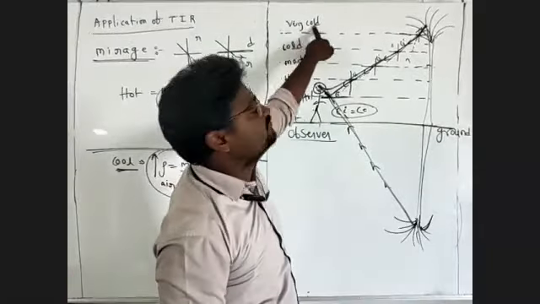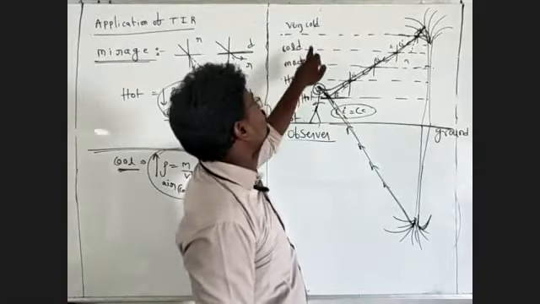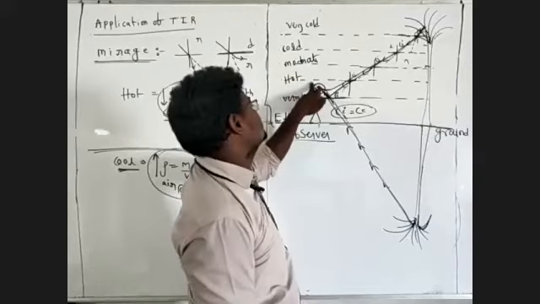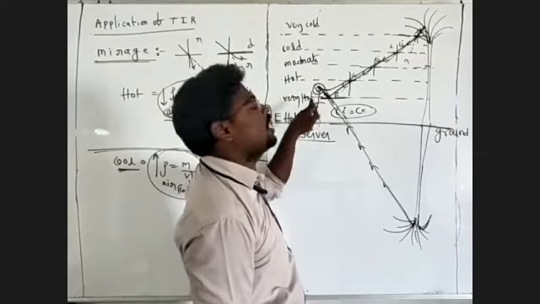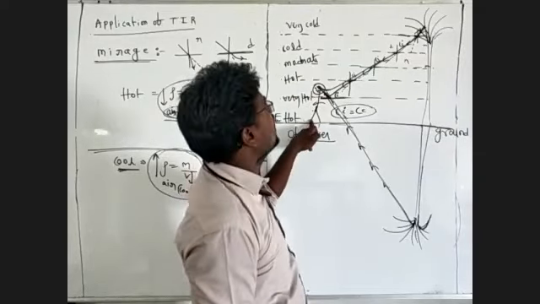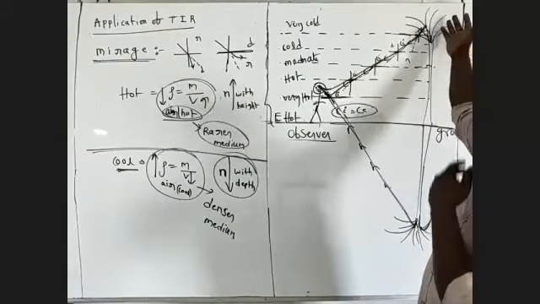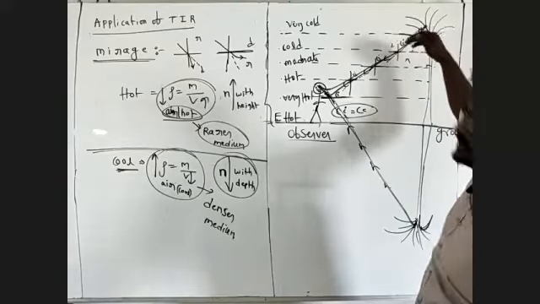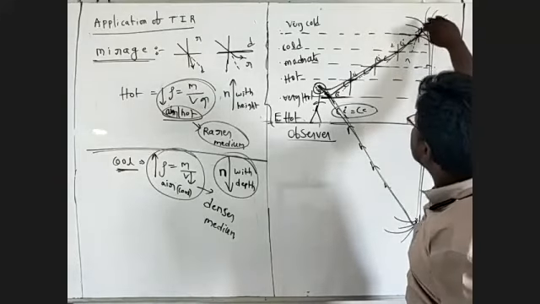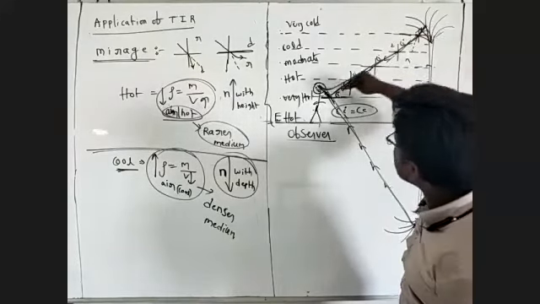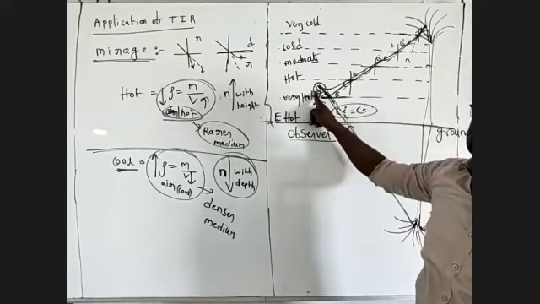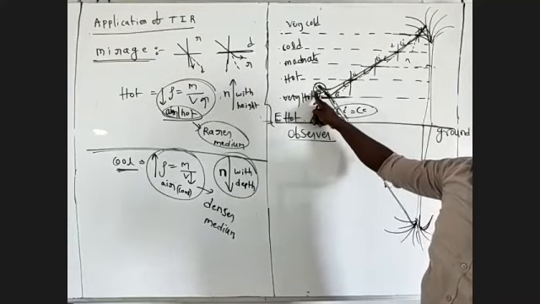This layer is very cold. This layer is cold. This layer is moderate. This layer is hot. This is very hot, extremely hot. Light from the tree passes from the tree to the observer. But the observer finds that the ray is coming from the ground.